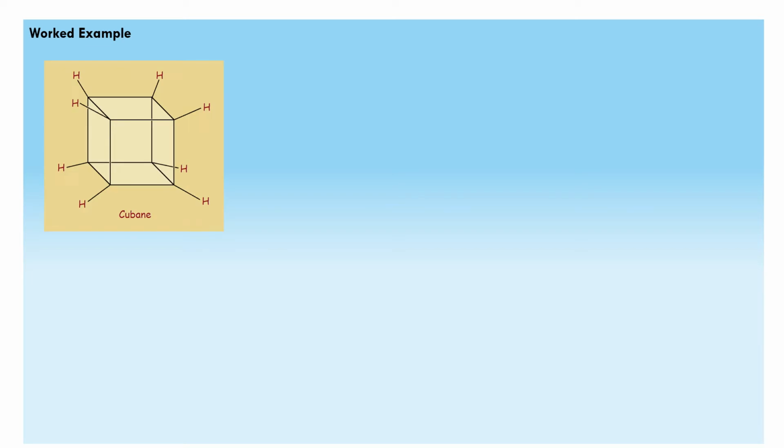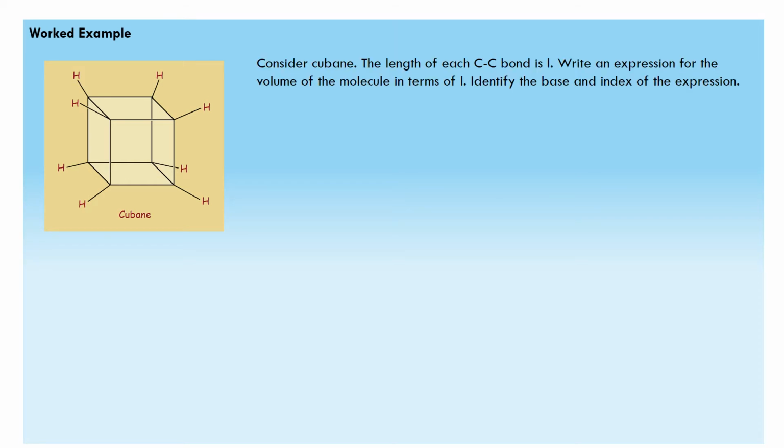So let's have a quick look at a very simple worked example. Take a look at this molecule here, cubane, a very strange molecule, but nevertheless a carbon containing molecule. And the length of the carbon-carbon bond in this molecule we will imagine for now is just L. And we're asked to write an expression for the volume of the molecule in terms of this carbon-carbon bond length, and to identify the base and the index of the expression. So the idea behind this worked example is just to get you comfortable with the nomenclature surrounding the use of powers.